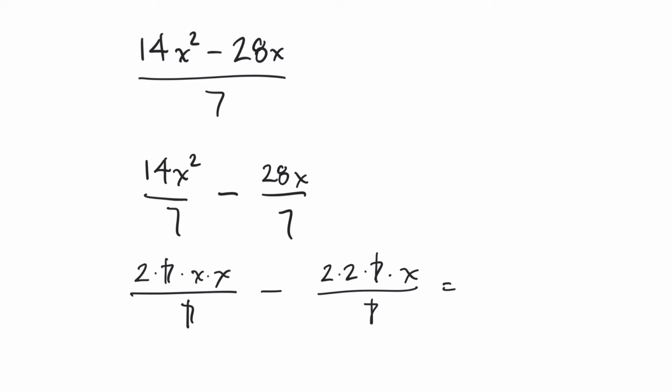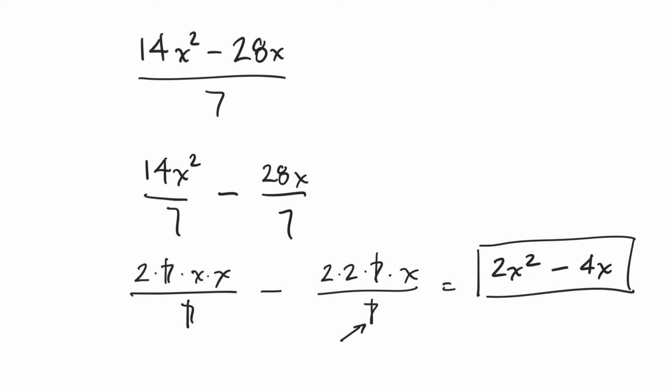And on the left-hand side, we're left with 2 times 1 times x, which is just 2x squared. And then in our denominator here, we just have 1, so it's 2x squared over 1 minus. And then here we have 2 times 1 times x, which is 4x. And then in our denominator, we've just got a 1, so it's over 1. So this is the simplified version of this expression up here.